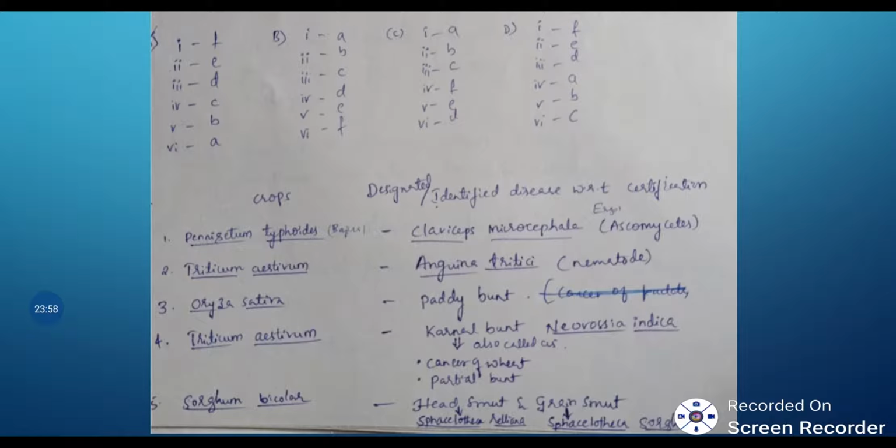Then Triticum aestivum, here the designated disease is nematode Angina triticide. Then Oryza sativa, paddy bunt. For rice, paddy bunt is a designated disease. Triticum aestivum, for this kernel bunt, that is caused by Neovossia indica, which is also called as cancer of wheat or partial bunt. In sorghum bicolor, that is sorghum, here designated diseases are head smut and grain smut. Head smut is caused by Sphacelotheca reiliana and grain smut is caused by Sphacelotheca sorghi.